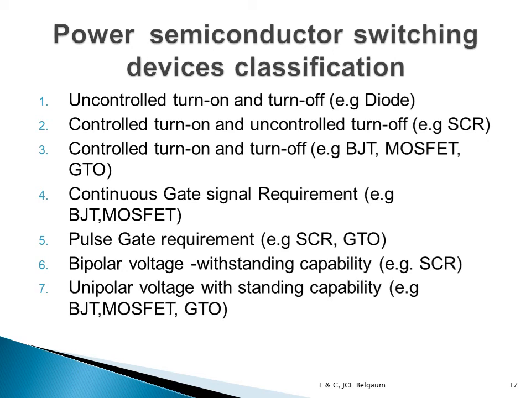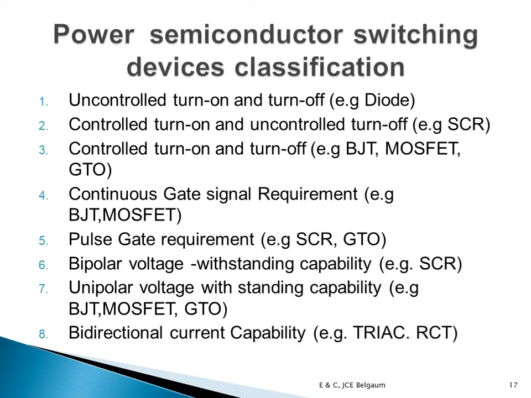Next is unipolar voltage withstanding capability, and that is BJT, MOSFET and GTO. What is unipolar? For BJT, I am giving VCC as the bias voltage between the collector and emitter. That is unipolar, right? Whereas for MOSFET, I am giving VDD. I am not giving AC. I am giving only positive or negative. For GTO, I also am going to give unipolar. So they can withstand this unipolar capability.